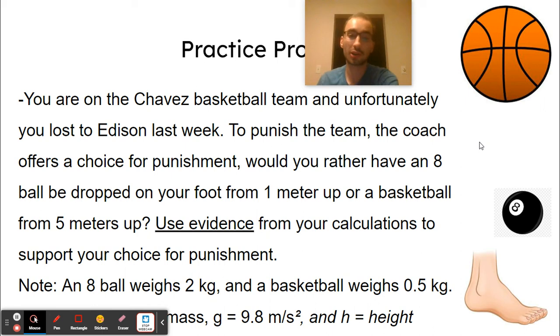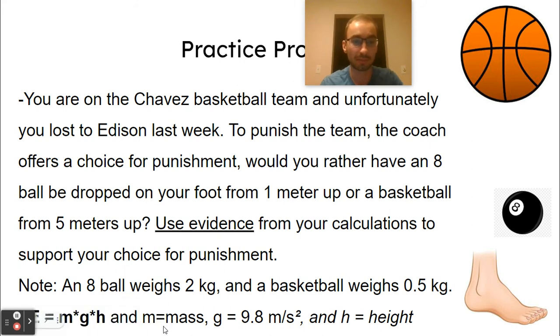Last one. You're on the Chavez basketball team, and unfortunately you lost to Edison last week. To punish the team, the coach offers a choice of punishment. Would you rather have an 8-ball dropped on your foot from 1 meter up, or a basketball from 5 meters up? Use evidence from your calculations to support your choice for punishment. Note, an 8-ball weighs 2 kilograms and a basketball weighs 0.5 kilograms.